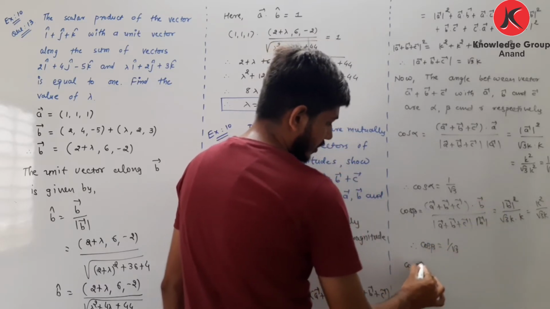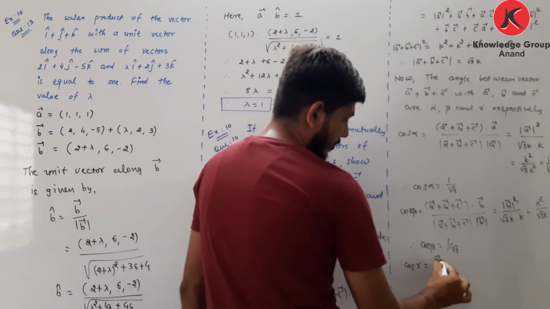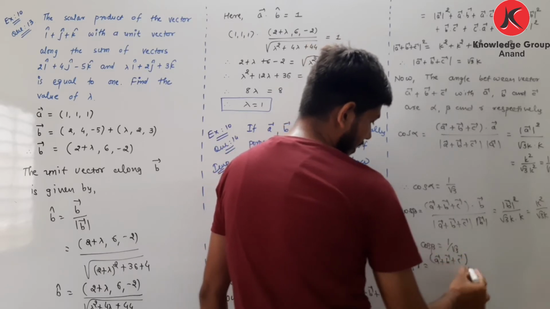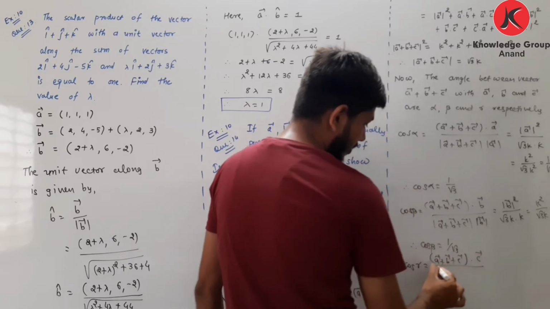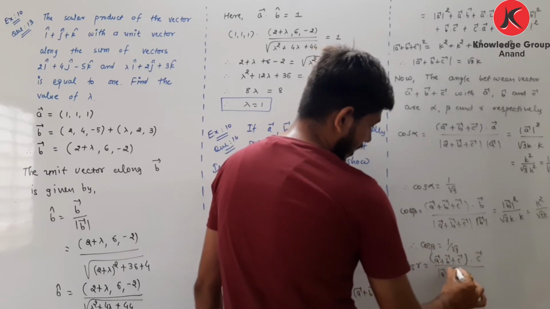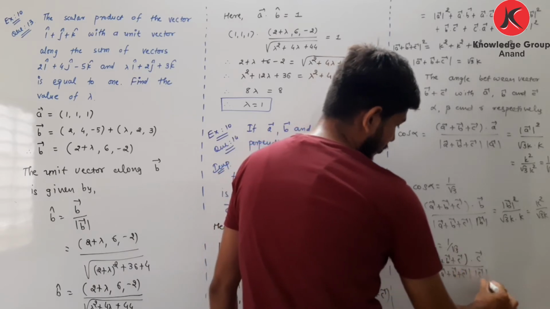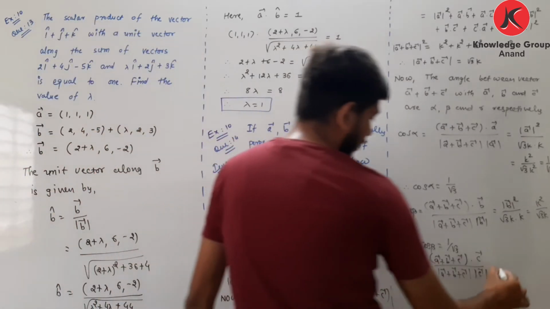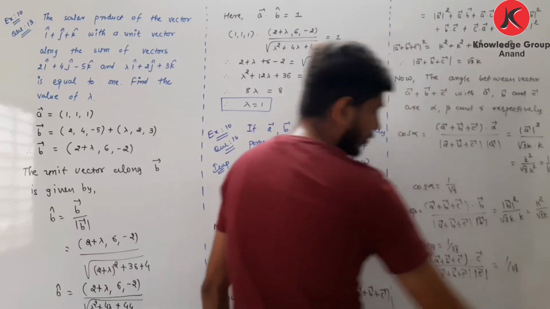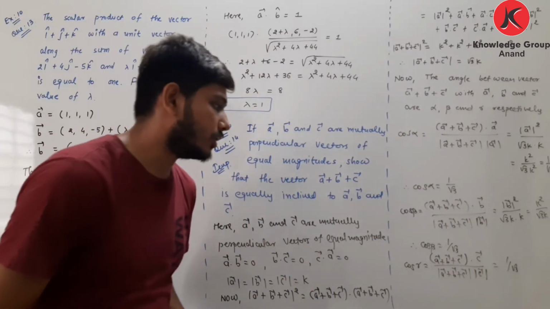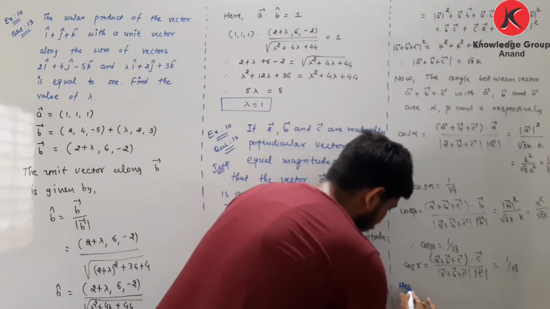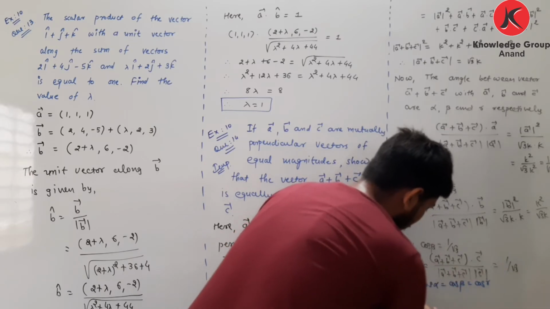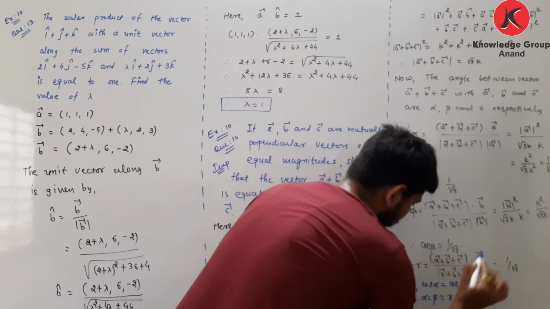Same as you can calculate cos gamma, which equals A bar plus B bar plus C bar dot C bar divided by the magnitude of vector A bar plus B bar plus C bar into the magnitude of vector C bar. Okay, if you calculate this, you will get 1 upon root 3. So here cos alpha equals cos beta equals cos gamma. Therefore, we get alpha equals beta equals gamma.